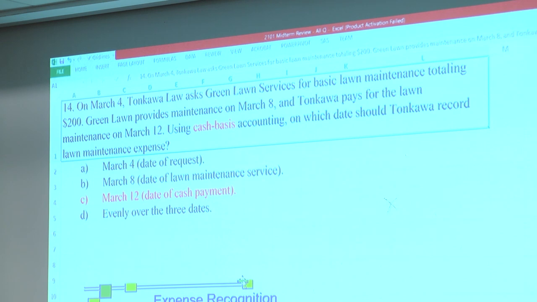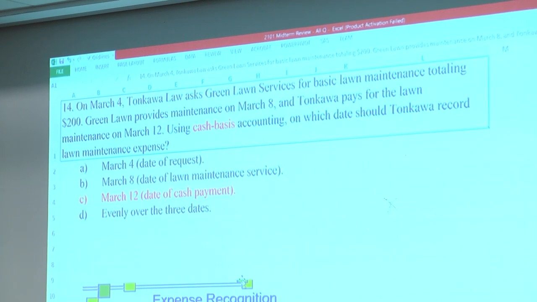So question 14, here is the cash basis accounting. I highlighted it. On March 4th, you asked for service, and then this is $200. Doesn't matter about the money. Green Lawn provides maintenance on March 8th. So on March 4th, you only asked for it, so they didn't do it. And Green Lawn did it on March 8th. And then Takawa pays it on March 12th. Under cash basis, look at the cash. When do we pay cash? March 12th, right, the last date. So it's C.